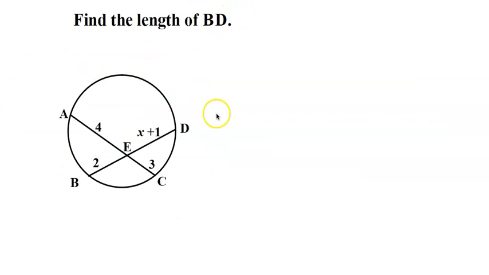All right, so let's take a look. We want to find the length of segment BD. BD is right here. We know the length of AE, EC, BE, and something about ED, x plus 1. So what we're going to do, we take these two segments and multiply them together. So 4 times 3, because they're parts of the same chord, is going to equal 2 times x plus 1, because those are the parts of the other chord. So 4 times 3 is 12. Remember, we have to distribute, so we have 2x plus 2.